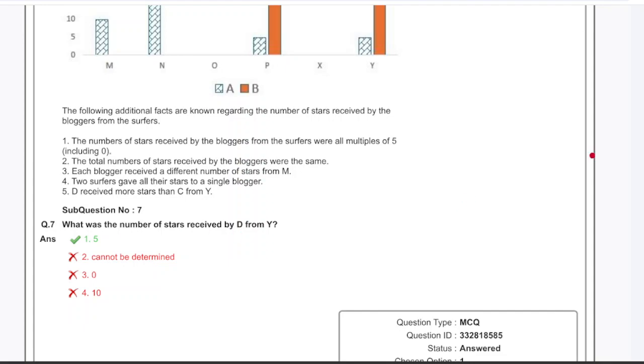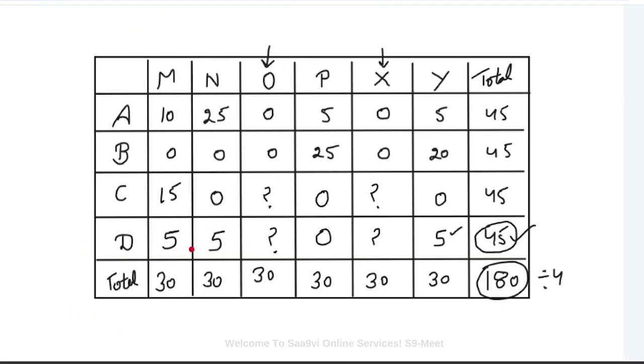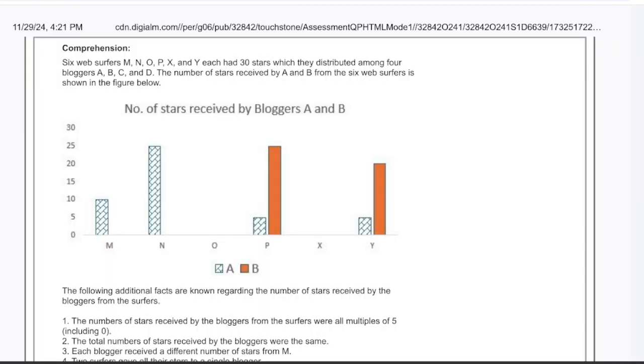What was the number of stars received by D from Y? Now D from Y is going to get 5. That is the answer to that question also, we got it.